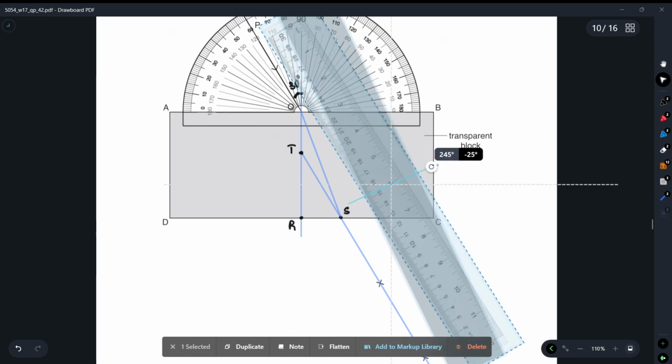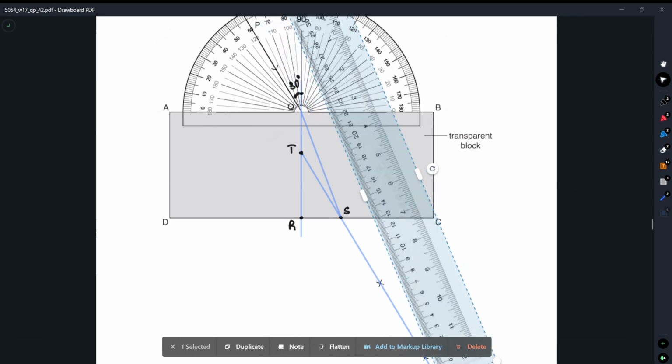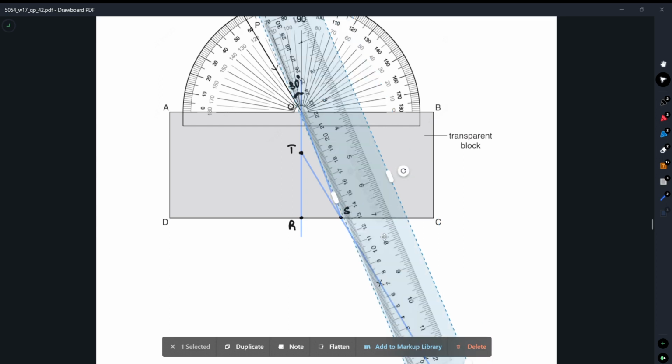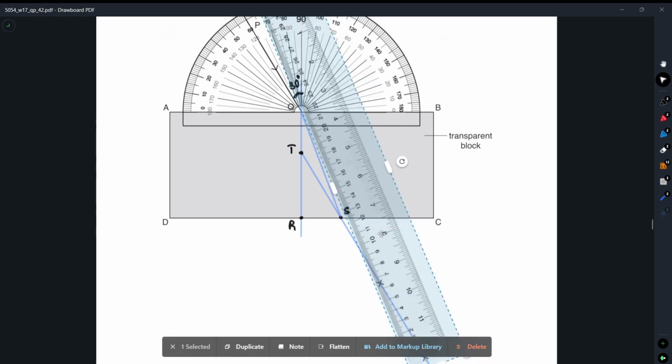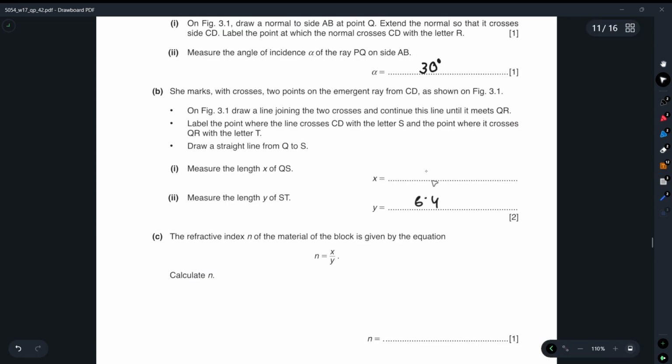Now we have to measure QS. Still a little bit more to go. Yep. So from 13, that's right, here goes 22.3. So let's take 9.3. Let's go with something like 9.3. And yes, we can see 9.3. Again, these are all approximate values. These aren't actual values.